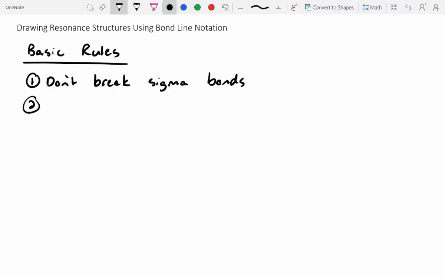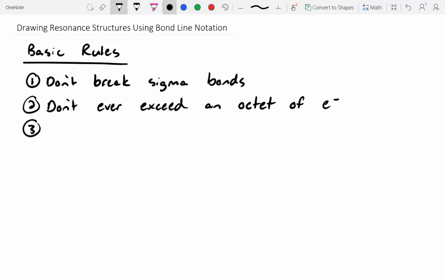Number 2 is don't ever exceed an octet of electrons. No Texas carbons. I told you guys that's my ultimate pet peeve, and it's something that students occasionally mess up on with resonance structures. Number 3 is getting back to part 1 where I said only move lone pairs and pi bonds.